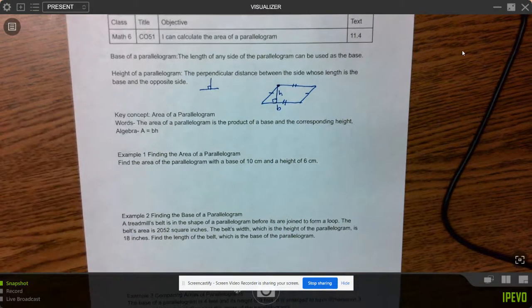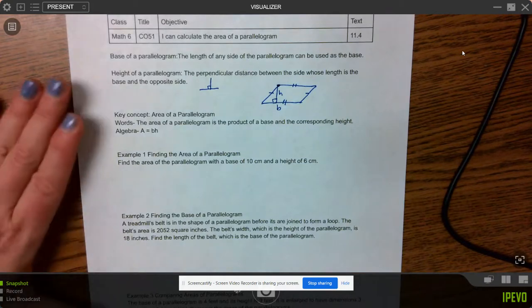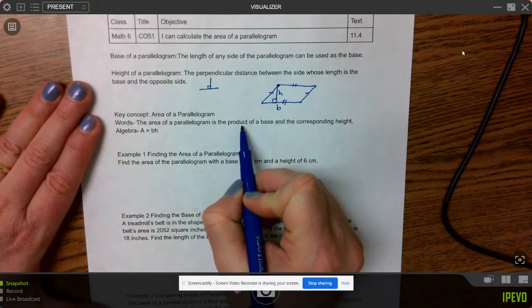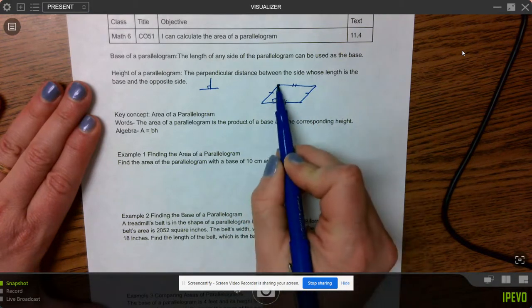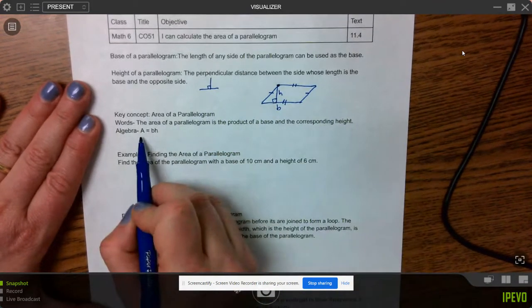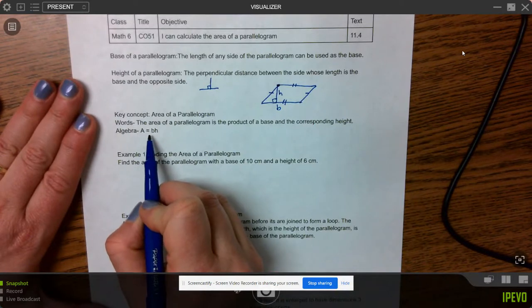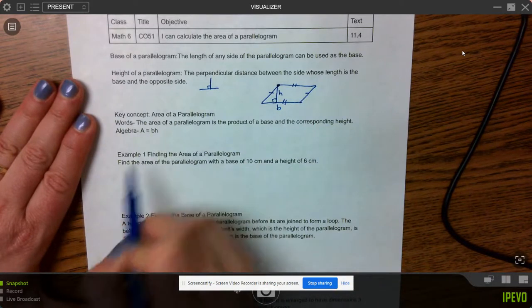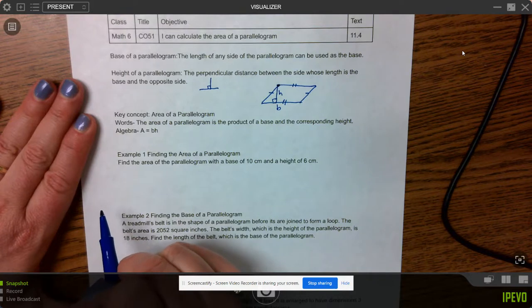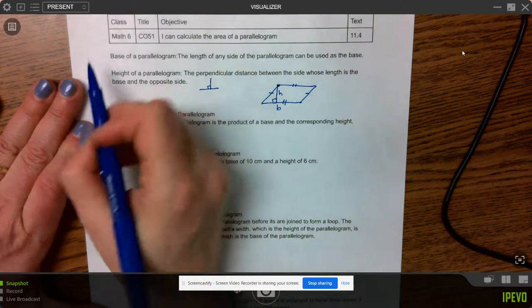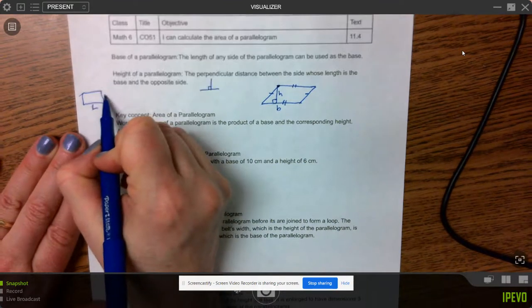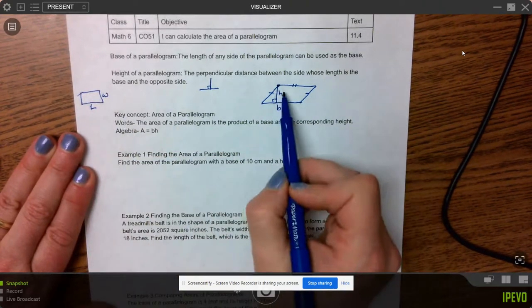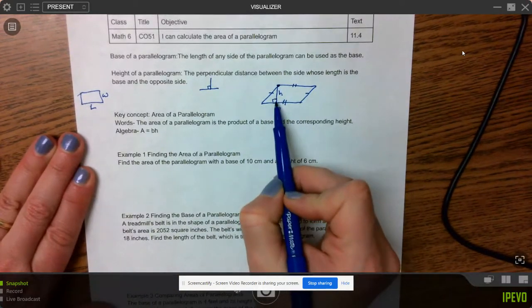So the area of a parallelogram is the product. Remember, product means to multiply the base and the corresponding height. To see it written out, we have area equals base times height. Just like with a rectangle, where we had length times width, with a parallelogram we have base times height.